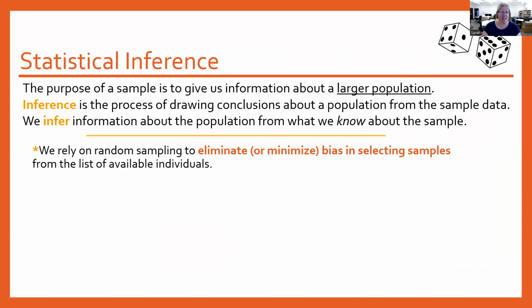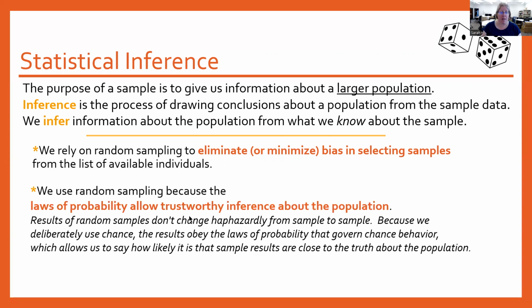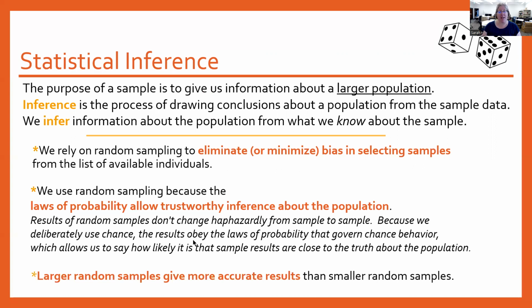A couple of details here. We rely on random sampling to eliminate or minimize bias in selecting samples from the list of available individuals. We use random sampling because the laws of probability allow trustworthy inference about the population. We're going to look a little bit more at very basic probability in Unit 4. Those laws of probability are what's going to allow us to make some of these predictions and good estimations about our population. And the larger the random sample is, the more accurate your results are. That should make some sense, and we'll actually look at why that's the case in Unit 5. There's some mathematics behind that.